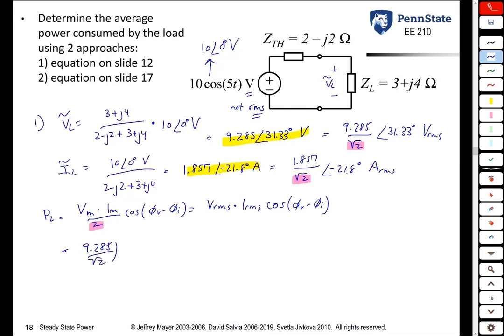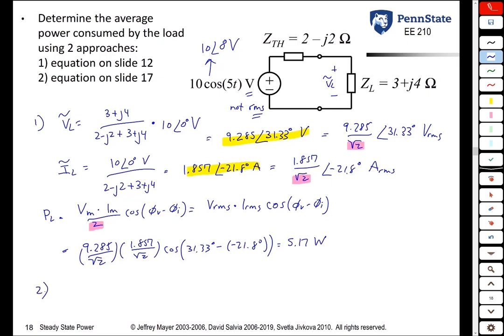9.285 over root 2 times 1.857 over root 2 times cosine of the voltage angle minus the current angle. And once again, you've got to be careful of these double negatives here. You work out the math, you get 5.17 watts.